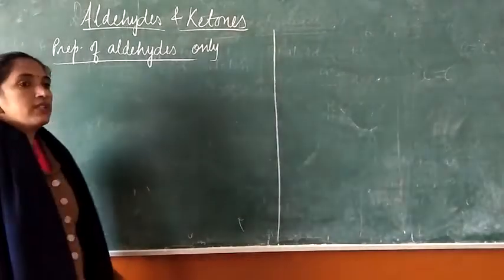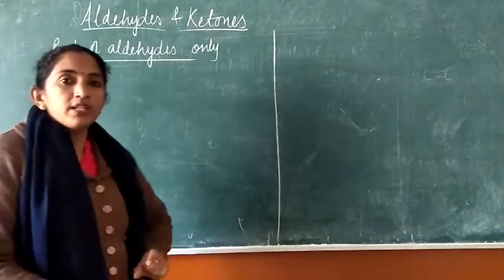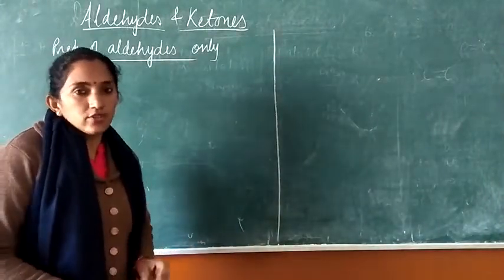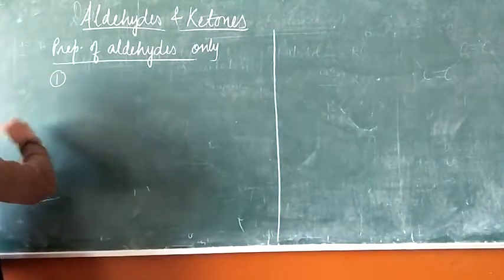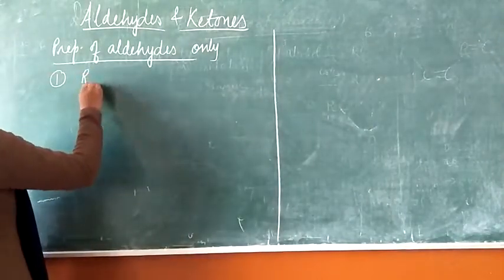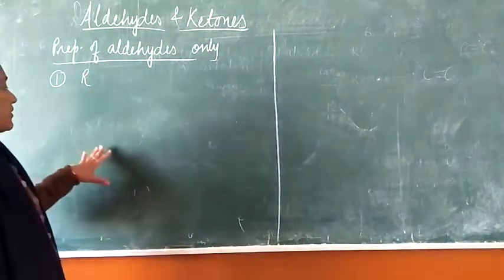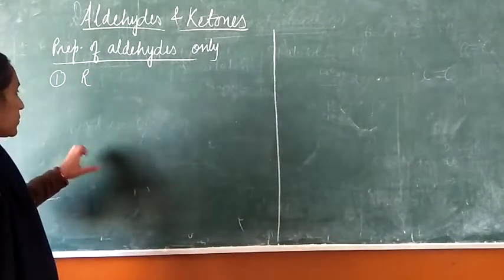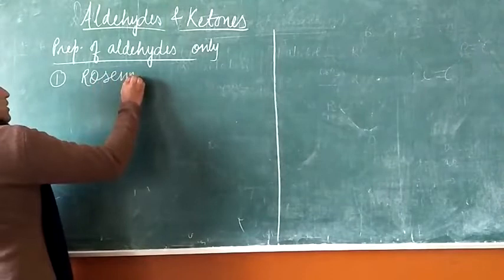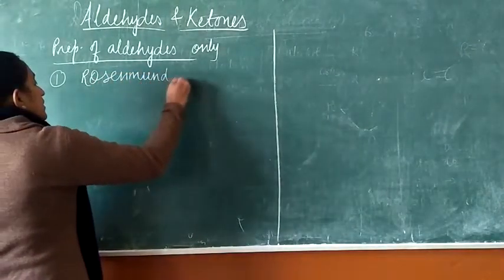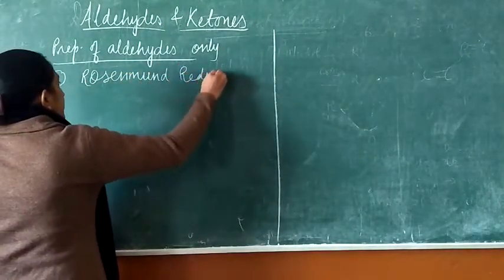Now students, we will discuss the preparation of aldehydes only. Under this, I will be writing the preparations first, those which are the name reactions. Okay, so it is Rosenmund reduction.